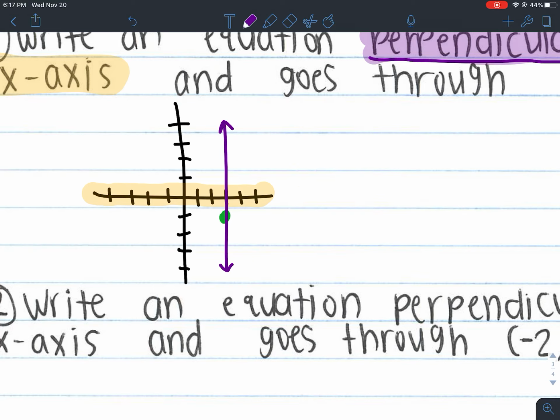Those are perpendicular. What happens if we have a horizontal line? Well, if you draw a line that looks like this, that's parallel to the x-axis. It's never going to intersect. We want perpendicular.